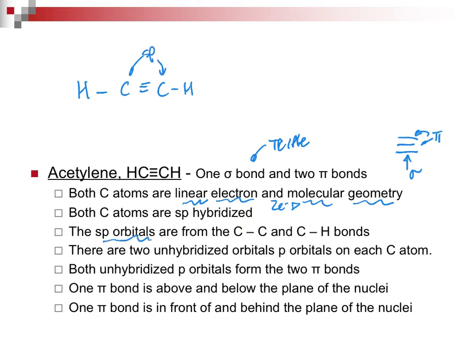The sp orbitals are from the carbon-carbon and the carbon-hydrogen bonds, those original atomic orbitals. There are also 2 unhybridized p orbitals on each carbon atom, and they are the ones that are going to form the 2 pi bonds. 1 pi bond is above and below the plane. The other pi bond is in front of and behind. I sort of repeated exactly what I said before. Students have struggled with this, so please take some time and ask some questions.